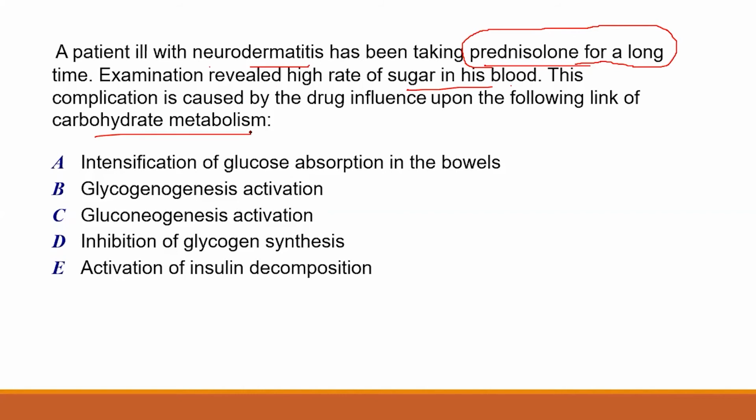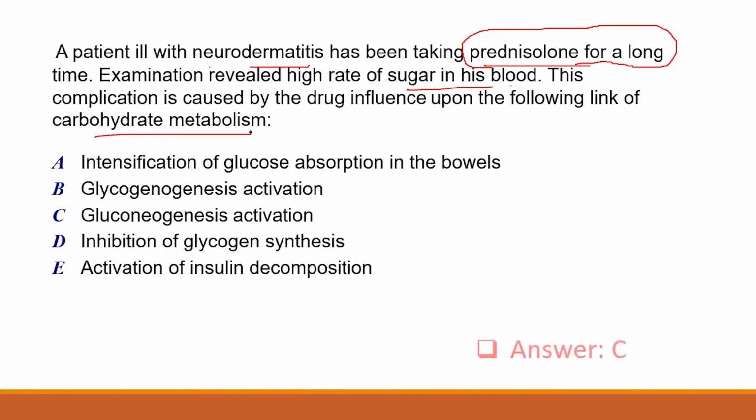Now, you know the function of glucocorticoids. What do they do? They activate gluconeogenesis and lipolysis. Gluconeogenesis simply means production of glucose from non-carbohydrate substances. Do you get it? So this is gluconeogenesis and lipolysis.